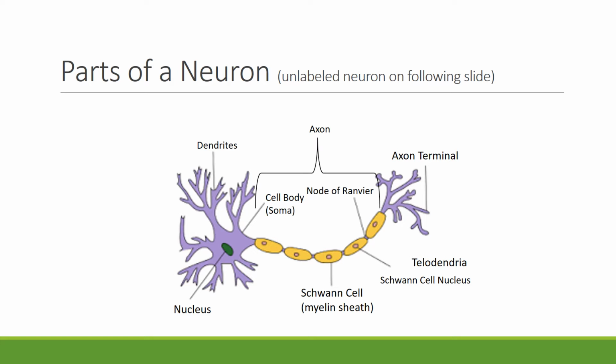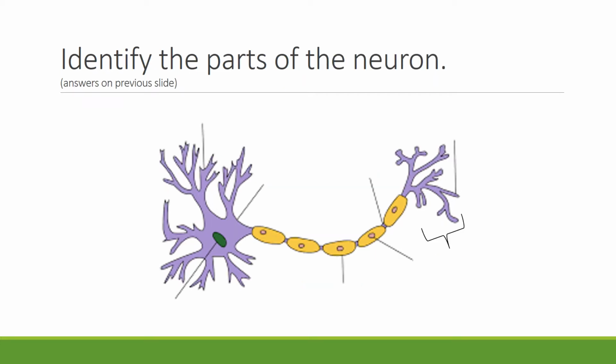At the end of the axon are branches known as telodendria. The axon terminal is the bulbous end of each of the telodendria. And of course, the cell body itself has a nucleus. See if you can label these parts from memory.